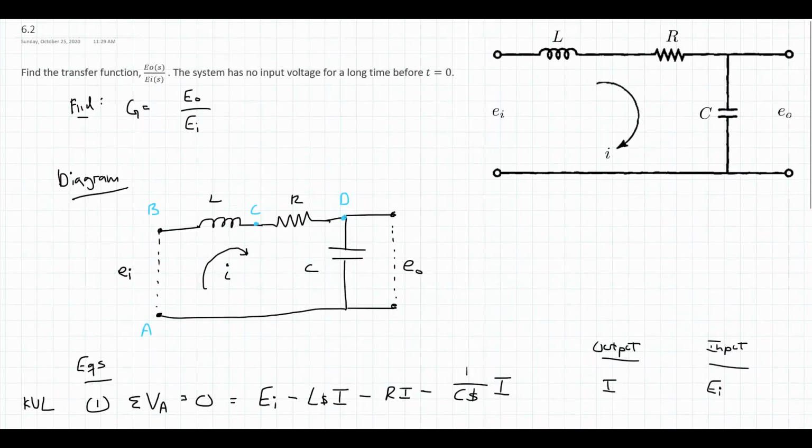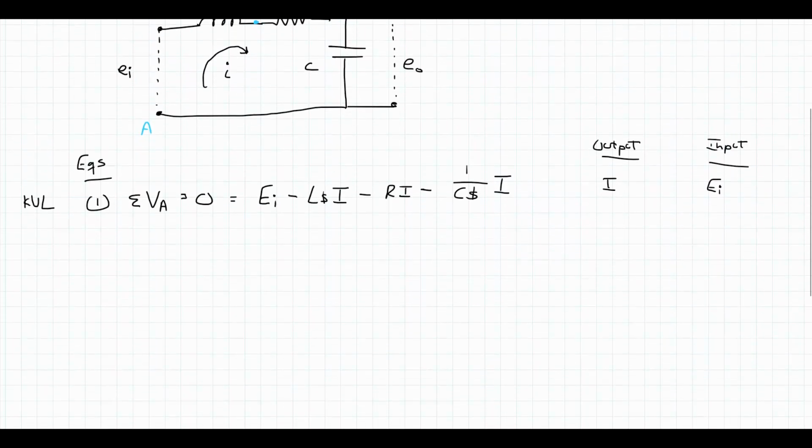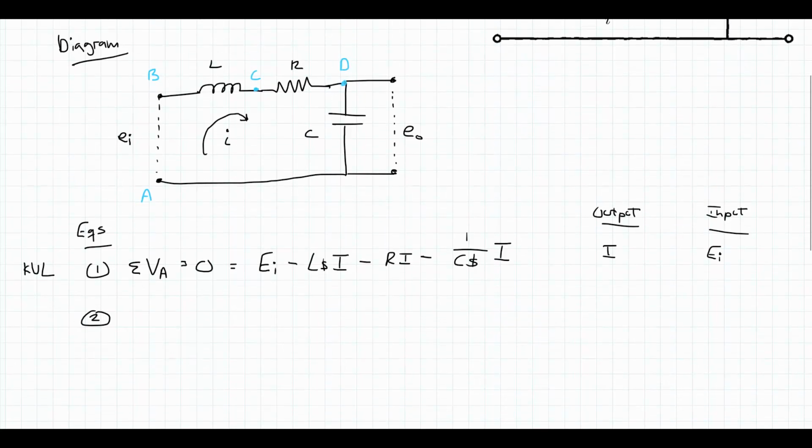However, if we go back up to what we need to find, I want E out, the voltage across the capacitor, over my input voltage EI. So I actually do need at least one more equation, because E out is not yet an output that I have listed. So second equation, I need an equation that has E out in it.